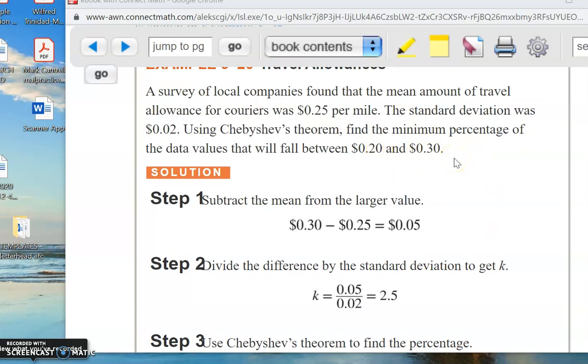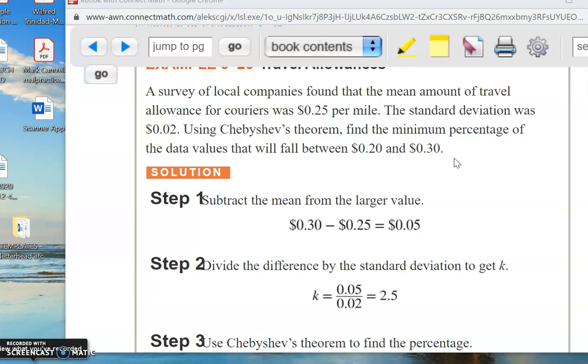Now that makes sense, right? I mean, your 25 cents is the average, so some percentage of all of the data points will be between 20 cents and 30 cents, right? Okay, so what's it going to be? What percentage of the data values will be between 20 cents and 30 cents?